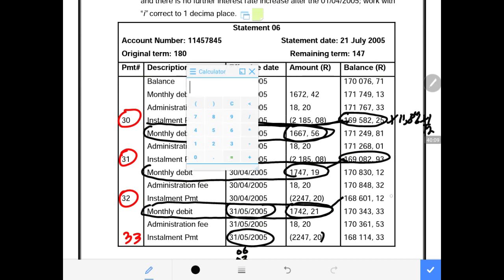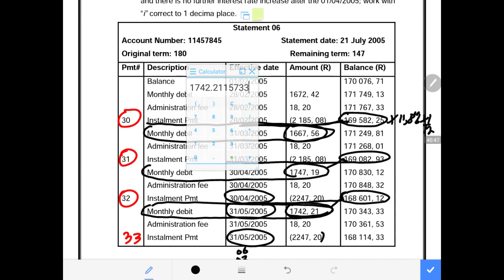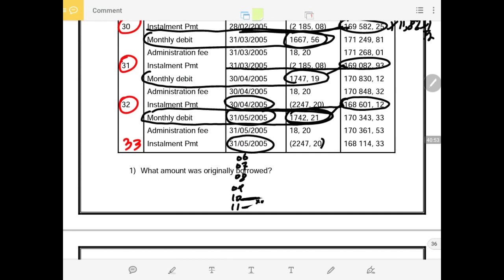So now we know that our interest rate is 12.4%. It has increased already at the beginning of the month of April. Now we take the balance at the end of the previous month, which is the balance at the end of April. How much is the balance? 168,601 rand 12 cents times 0.124. Remember, this is already rounded off, 0.124, which is 12.4%, times 1 month out of 12 months, because we only need it for 1 month. How much do we get? 1,742.21.